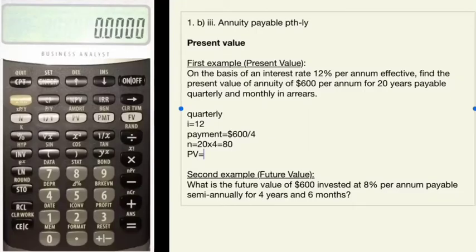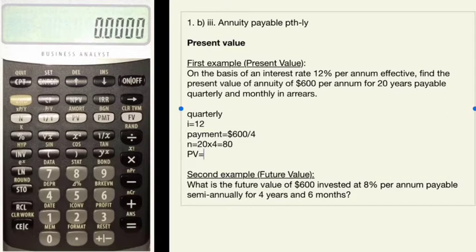First example for annuity payable PLI. On the basis of an interest rate of 12% per annum effective, find the present value of an annuity of 600 per annum for 20 years payable quarterly and monthly in arrears. So for quarterly, the interest rate is 12%, the payment is 600 divided by 4 because we have 4 payments in a year because it's payable quarterly. And our N is 20 times 4 because 20 years times 4 payments per year. So we have N equal to 80.